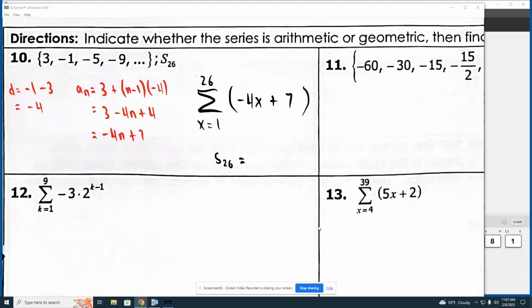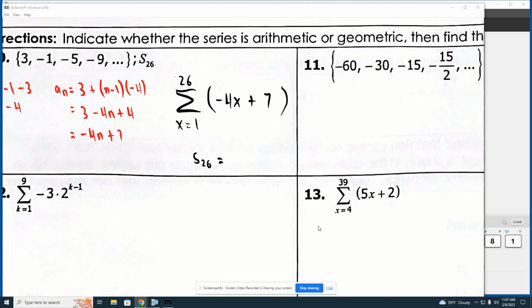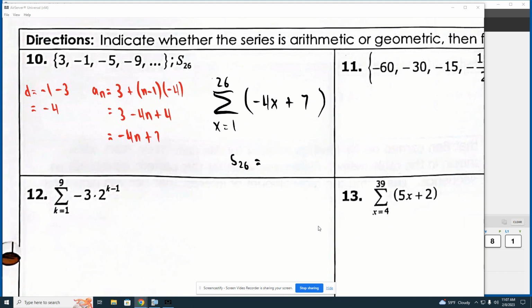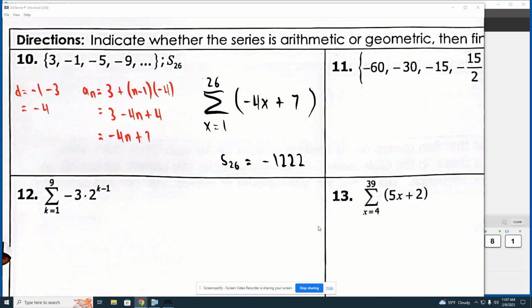Has anybody done that for me yet? Negative 1,222. I know a lot of y'all are working on your homework, so I'm just going to kind of go through this, which is fine. I gave it to you so you could go ahead. Number 11.